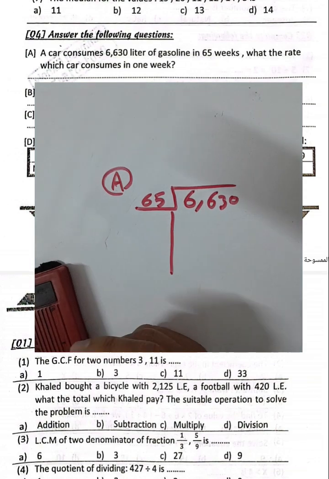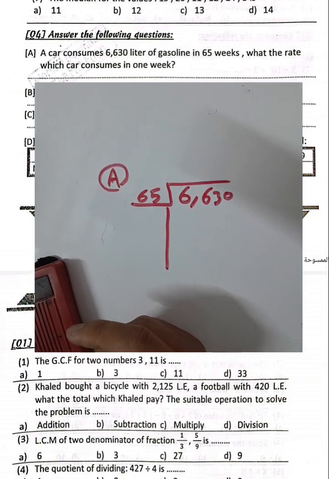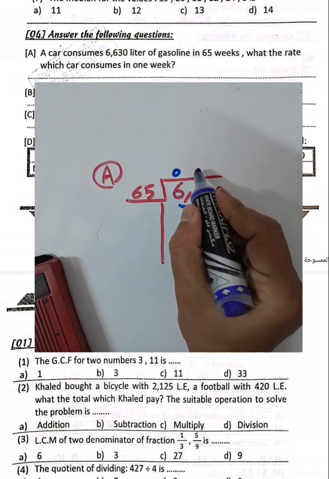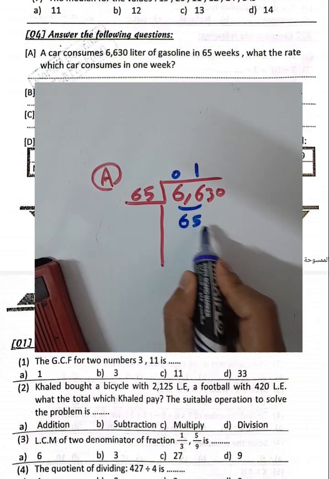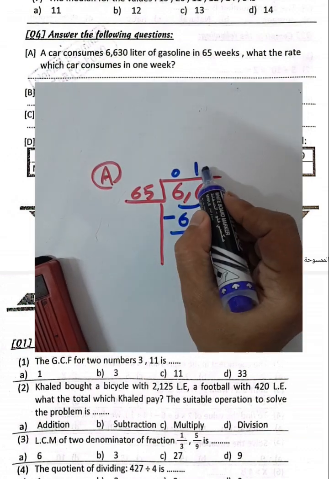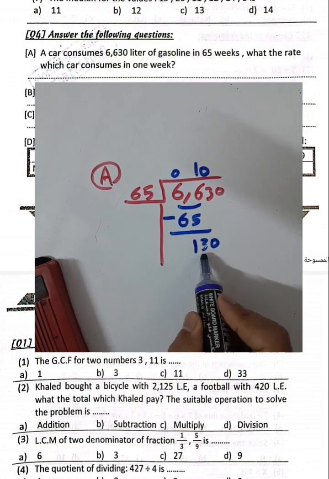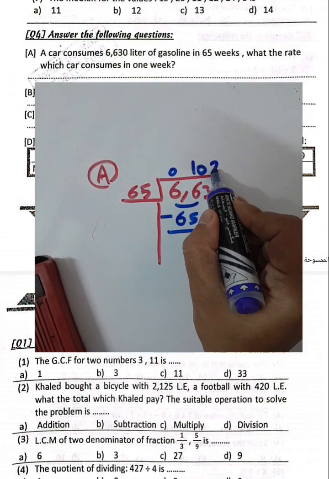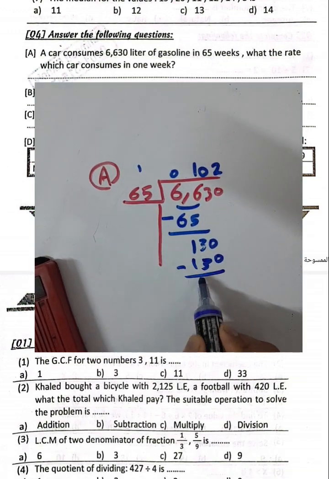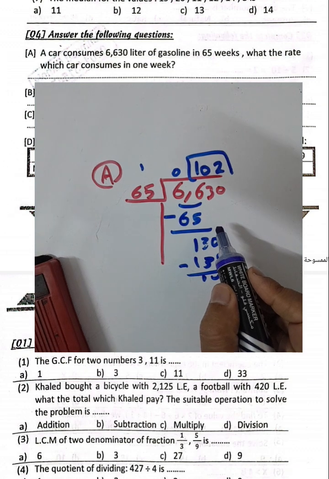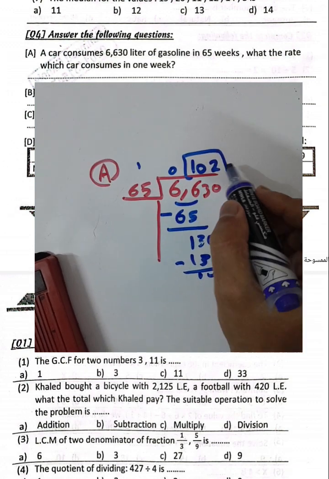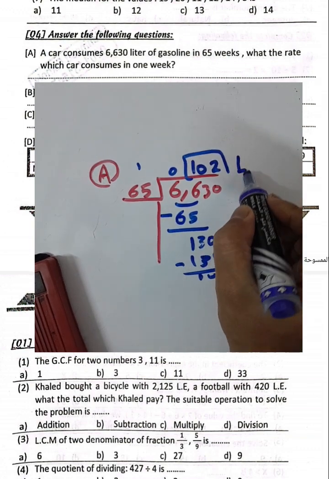Dividing two numbers from the left-hand side, we have 6 divided by 65, we can't do it, so we take 66 divided by 65, it will be 1 times 65, which is 65, and then find the difference. 6 minus 5 is 1, and then drop 3. 13 divided by 65, we can't do it, so we write 0 and then drop 0. 130 divided by 65 is 2. 2 times 5 equals 10, write 0 and carry 1. 2 times 6 is 12, plus 1 is 13. And then the result will be 102 liters. So the rate at which the car consumes in 1 week is 102 liters.